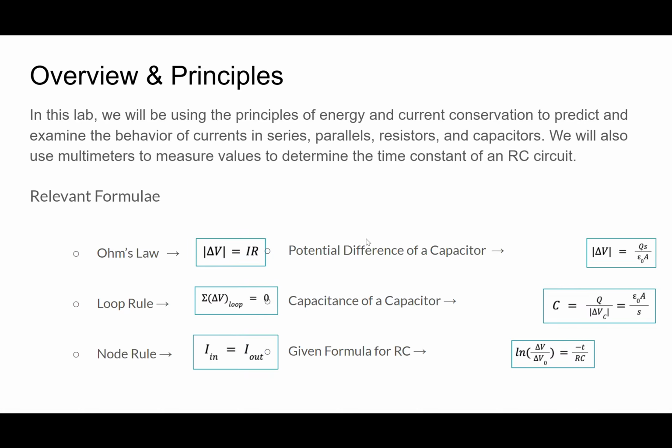So in this lab, we will be using the principles of energy and current conservation to predict and examine the behavior of currents in series, parallels, resistors, and capacitors. We will also use multimeters to measure values to determine the time constant of an RC circuit. And these are some of the relevant formulas we've used.